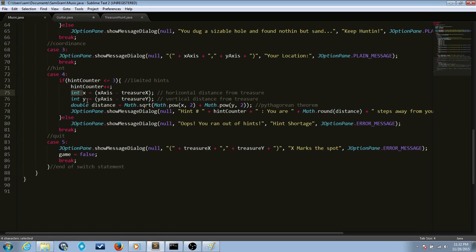Now we're creating two int variables, x and y, and these cover the horizontal distance from the treasure and the vertical distance from the treasure. We need those for the Pythagorean Theorem, which here takes x and squares it, and this one takes y and squares it, and then it's added together. And this function will take the sum of both of these and take the square root of that sum, which equals the Pythagorean Theorem. This just marks the distance between where you are and the treasure.